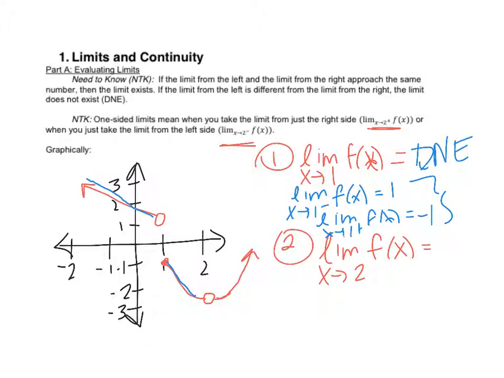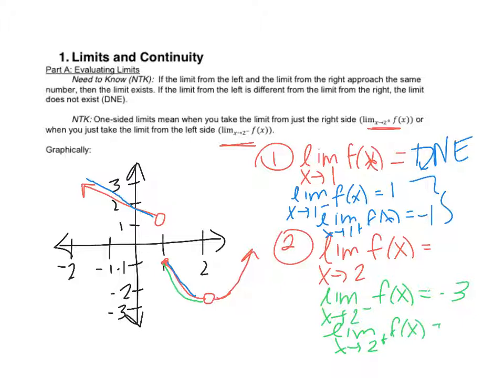Now let's try the limit as x approaches 2. The limit as x approaches 2 from the left of the function, I'm approaching this way, is going to be, it looks like about negative 3. And the limit as x approaches 2 from the right of f of x, now I'm coming from the right side, I'm also approaching negative 3. So even though there's no functional value at 2, the limit as x approaches 2 is negative 3. Foreshadowing to later, this would not be continuous because the functional value is not equal to negative 3.